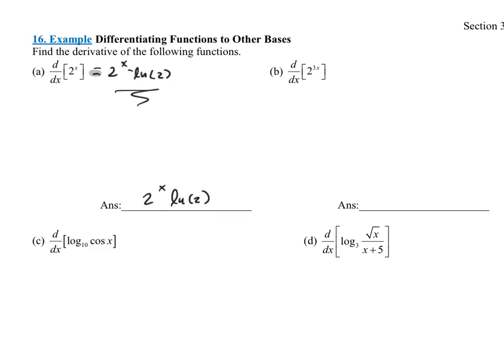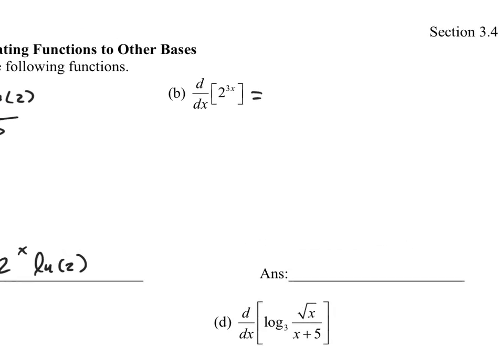Let's look at the next one, 2 to the 3x. Again, to find the derivative of 2 to the 3x, you're going to copy and paste, but then you need to multiply times the derivative of the exponent. The last time we didn't do it because it was just x. And then we also need to multiply times the natural log of the base. Well, the derivative of the exponent, 3x, is just 3.